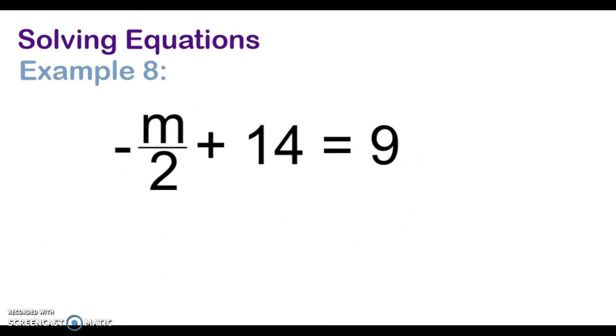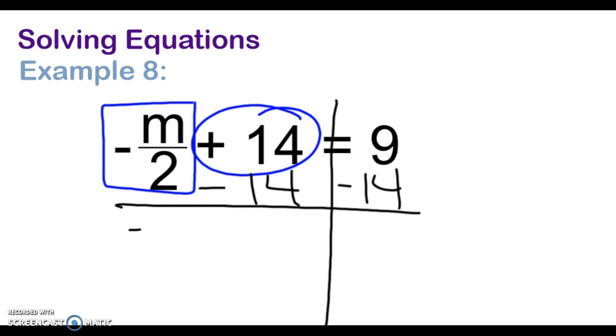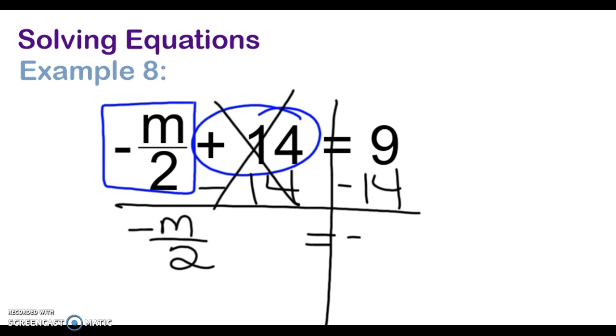Let's take a look at something a little different. Okay, still going to do my same steps here. I'm going to draw my line down the middle. I'll do one with you, you'll do the other one. Box that, circle that. I need to get rid of the circle first. All right, so that's a positive 14, so I'm going to subtract 14 from both sides. I do have a fraction here now, but that's kind of cool. But it'll be fine. Cross the circle off. 9 minus 14 leaves you with negative 5.